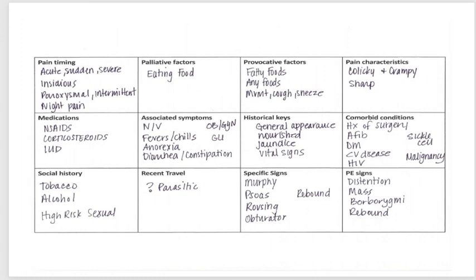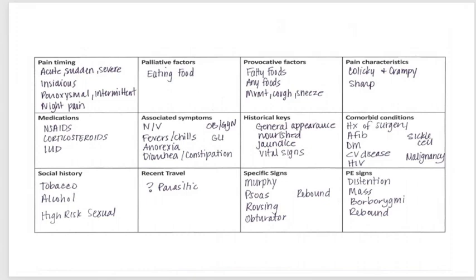If you have a history of prior abdominal surgeries, then you're thinking adhesions, possibly small bowel obstruction, and then diabetes, think diabetic ketoacidosis, which presents with abdominal symptoms. Sickle cell, think vaso-occlusive syndrome. Malignancy would lead towards small bowel obstruction. Social history includes tobacco, which may be mesenteric ischemia or AAA. Alcohol would go for pancreatitis or gallbladder disease, and then high-risk sexual behaviors and PID. Recent travel would lead to parasitic infection.